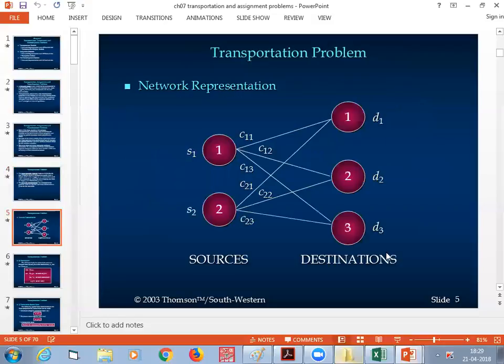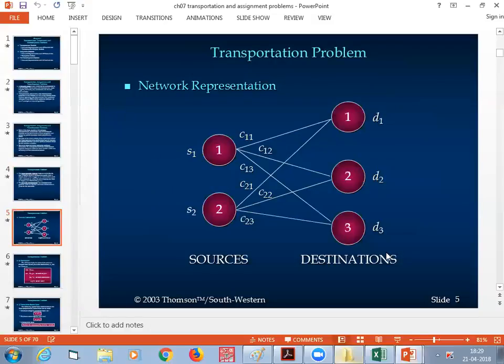Okay, so a simple network is like this. Suppose we have 2 supply points, S1 and S2, with supply S1 and S2 here. We have 3 demand points, D1, D2, D3, with the demand D1, D2, D3 given. And the cost C11 is from supply point 1 to demand point 1. C12 is from supply point 1 to demand point 2, and so on. All of these.